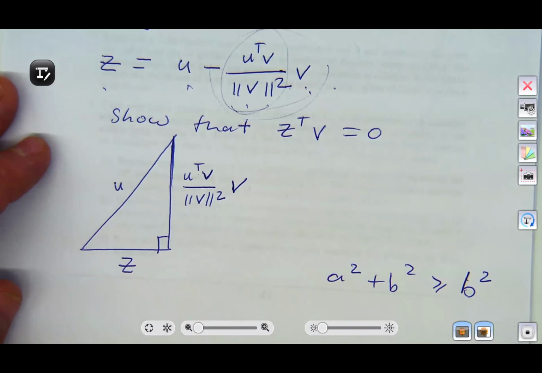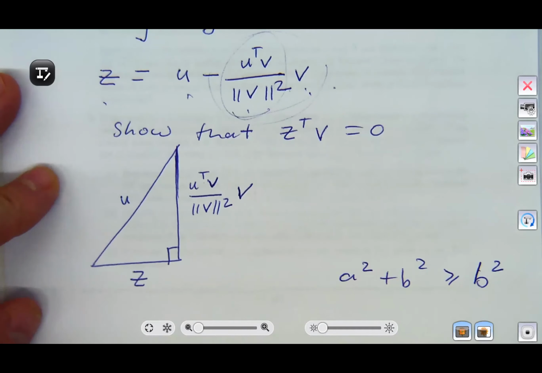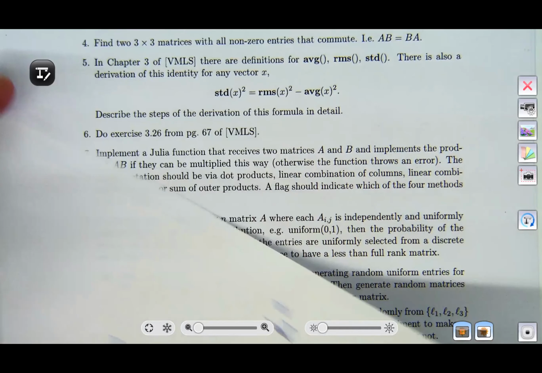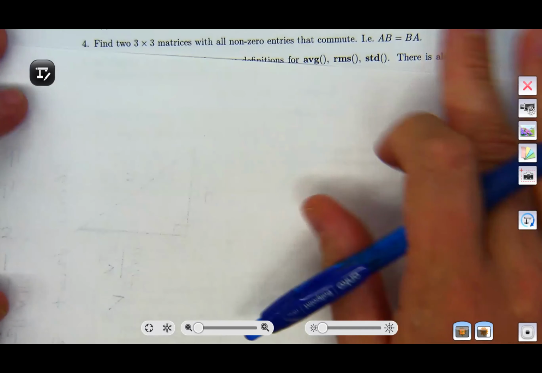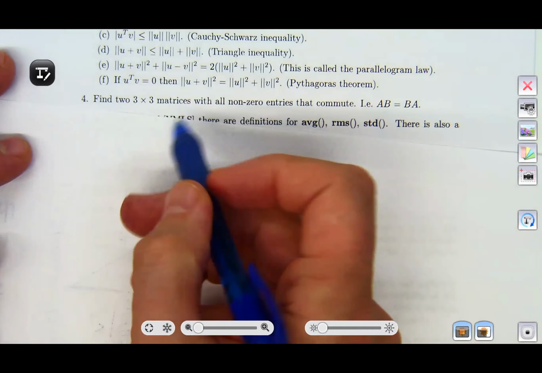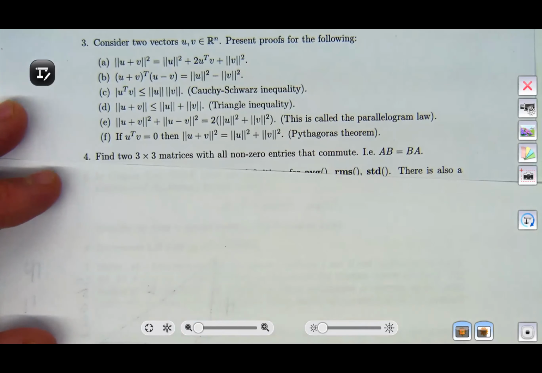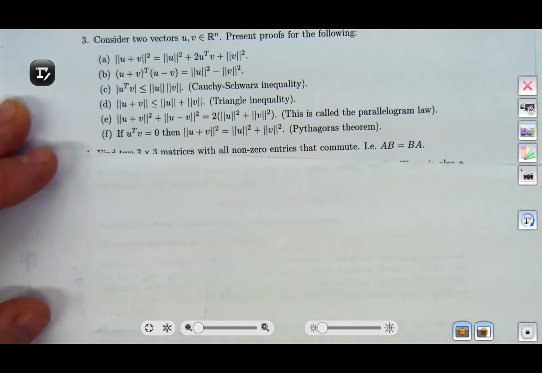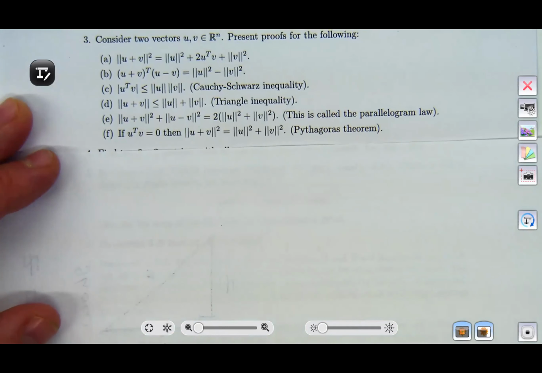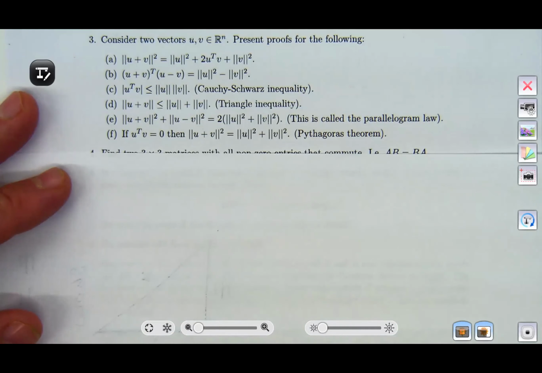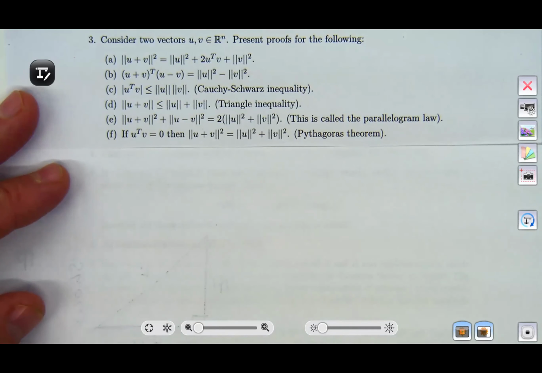And give enough details. All right. Now the rest of these problems in question 3, well, most of them you can use some other identities above. Like for example, A is a very useful identity that you could use down below. So we have the triangle inequality, we have the parallelogram law, and Pythagoras' theorem, involving norms of vectors.